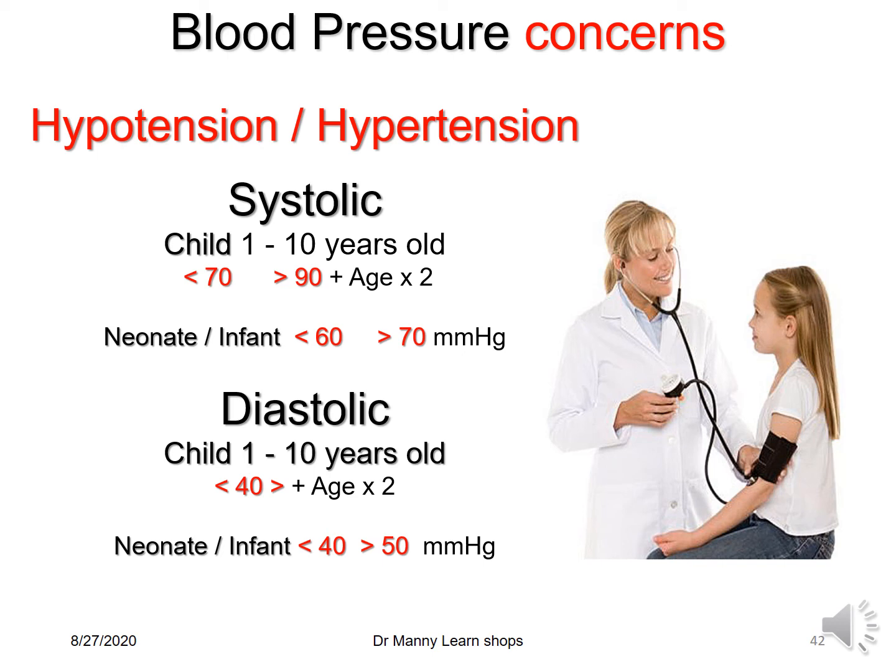But remember, always look at it in the context of their physical assessment. If their blood pressure is in the lower limit of normal, are they cold, pale, clammy? Are they having signs of decreased tissue perfusion? In the diastolic, child 1 to 10 years of age, less than 40 or greater than 40 plus age times 2. Infant and neonate, less than 40, greater than 50. As a general rule. As a rule of thumb.